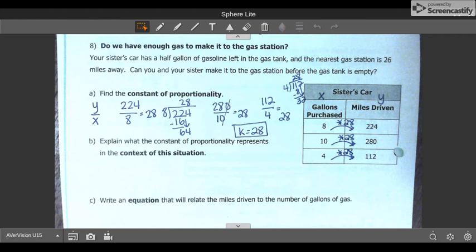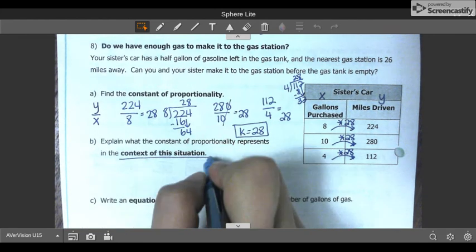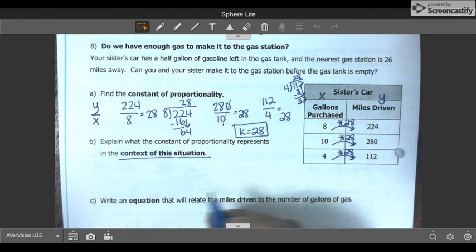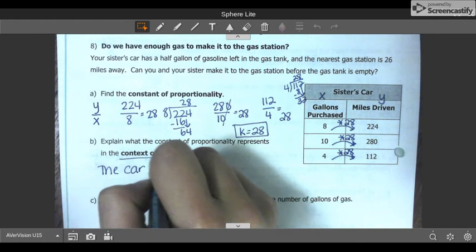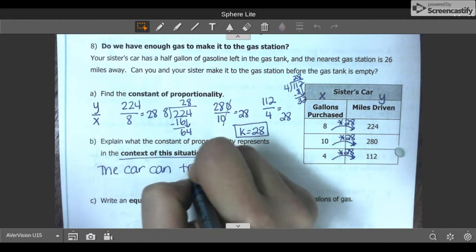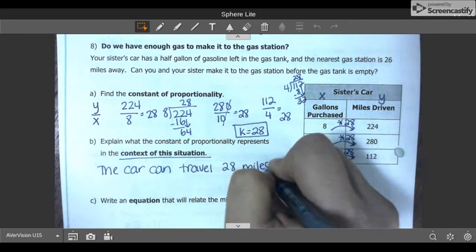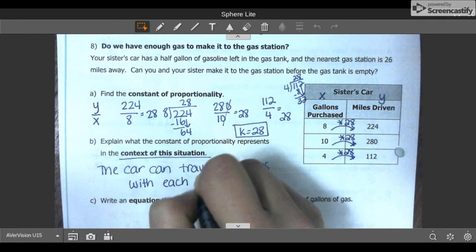Explain what the constant of proportionality represents in the context of this situation. So what does 28 mean? Does it mean 28 butterflies? Does it mean 28 dragonflies? 28 puppies? That sounds awesome. In this situation, it means the car can travel 28 miles with each gallon of gas.